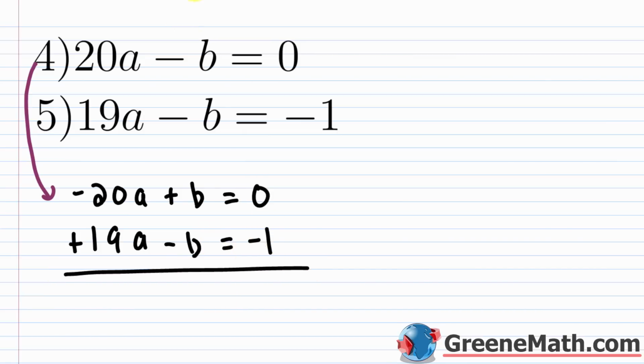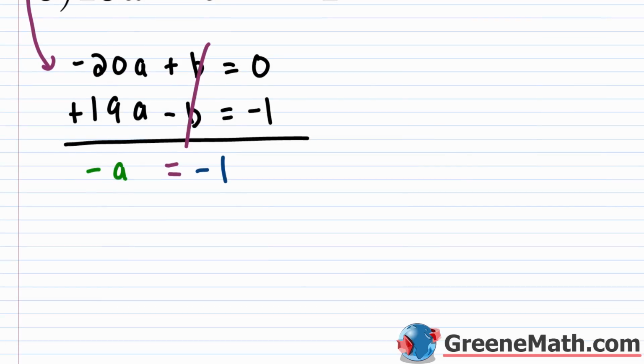We're going to add these two together. So negative 20a plus 19a, that's going to be negative a. And then you have your plus b minus b, that's going to cancel. And this equals 0 plus negative 1, which would be negative 1. So this one you can just divide both sides by negative 1 or multiply both sides by negative 1, whatever you want to do. Let me just divide both sides by negative 1. So this would cancel, and you're going to end up with a is equal to negative 1 over negative 1, which is 1. So a is equal to 1 here.